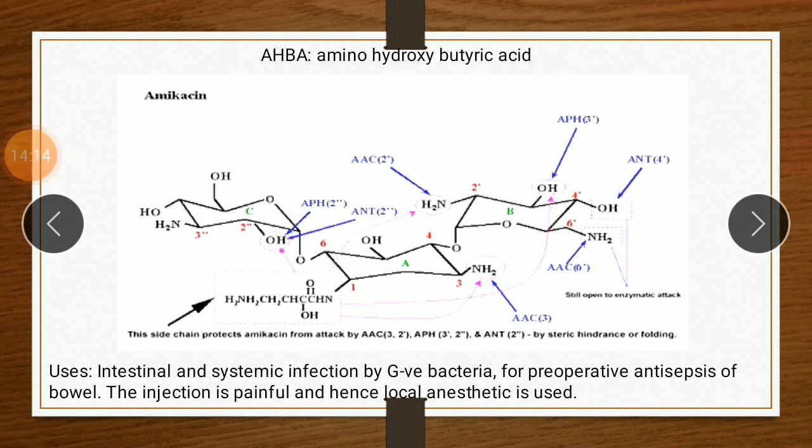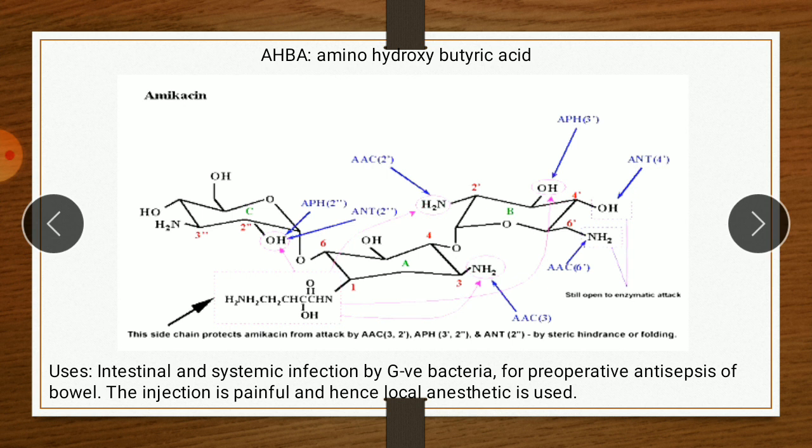An important feature of amikacin is that it resists the attack by most bacterial inactivating enzymes, and therefore it is effective against bacteria that are resistant to other aminoglycosides. So it is a new aminoglycoside, amikacin, obtained from kanamycin A after acetylation. So amikacin shows resistance against most of the inactivating enzymes.